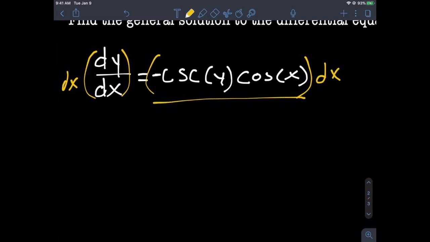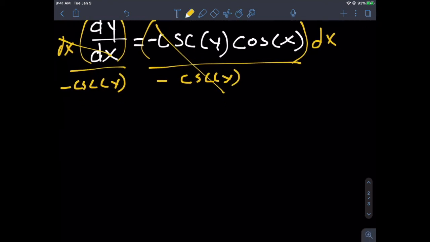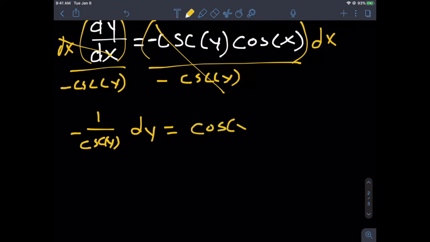And we want to get the y term out of there as well, so we're going to divide both sides by negative cosecant of y. If we wanted to, we could have left that negative with the cosine, but this is going to make our integration a little bit easier in the next couple of steps. Of course, we cross these out on both sides, and our next step is going to look like this. Negative 1 over cosecant of y dy equals cosine of x dx.